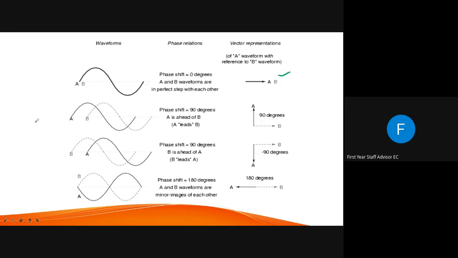And see the second diagram where A is leading B or B is lagging behind A. In phasor diagram the anti-clockwise rotation is considered as positive rotation. So we are drawing in such a way that A is leading B by 90 degree. So the diagram should come like this.